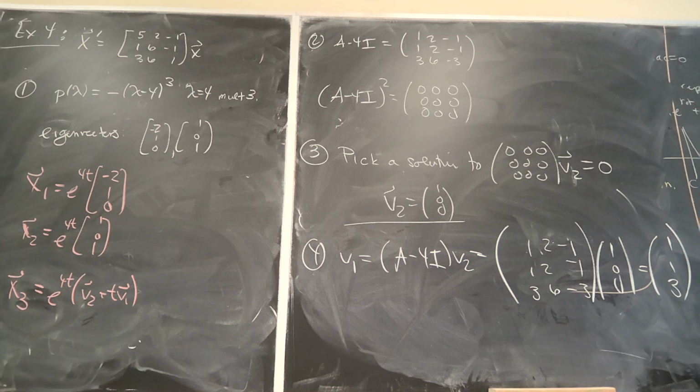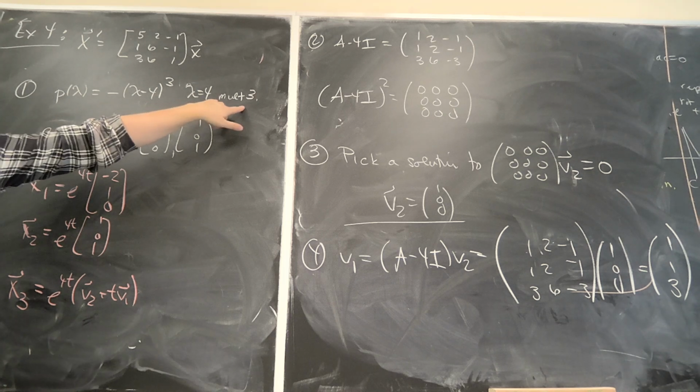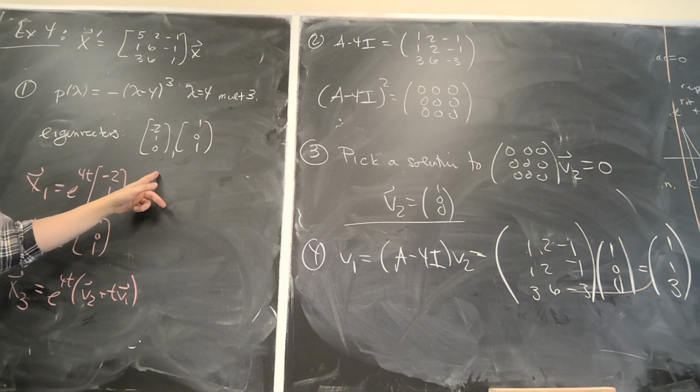Wait, it's still doable with one, like missing two of them? Yes. Okay. That's the last thing I'm going to do, if you're missing two vectors. The form of the solution is different in that case. And so the last thing we're going to do today is show you what happens if there's multiplicity 3 but only one eigenvector.